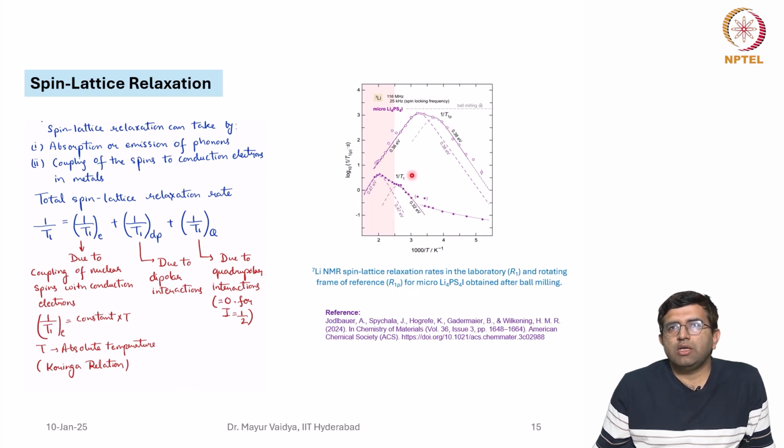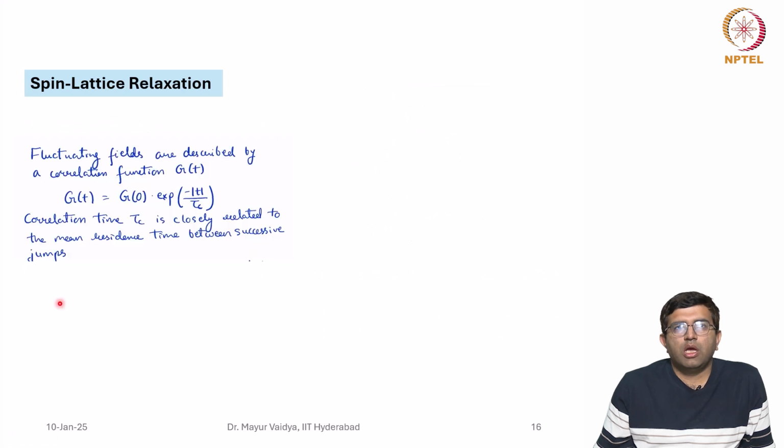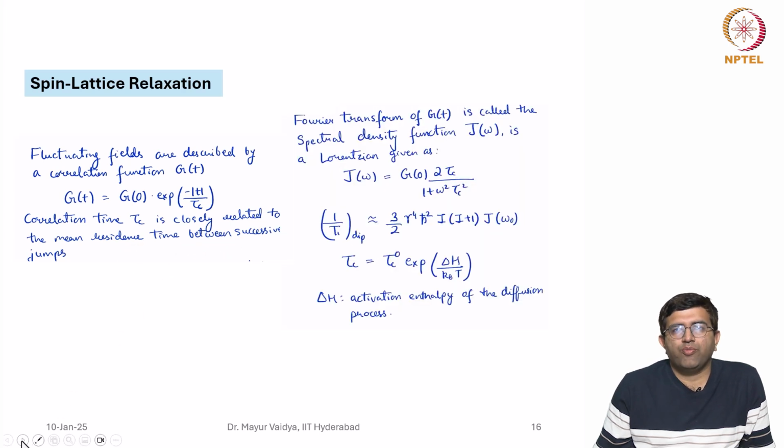You can see here the differences that are taking place. This is for 1 by T1 and this is for 1 by T1 rho. These fluctuating fields are described by a correlation function G of t, which is equal to G naught into exponential of minus mod t by tau c, where tau c is known as the correlation time, and it is very closely related to the mean residence time between successive jumps, which was tau bar, what we wrote before.